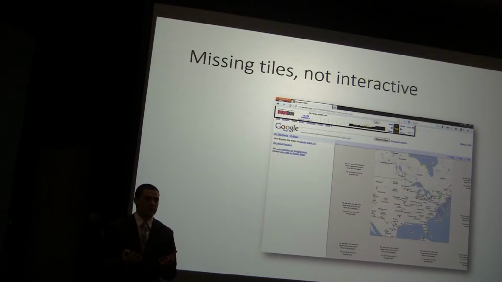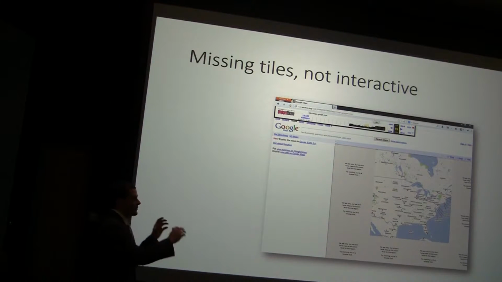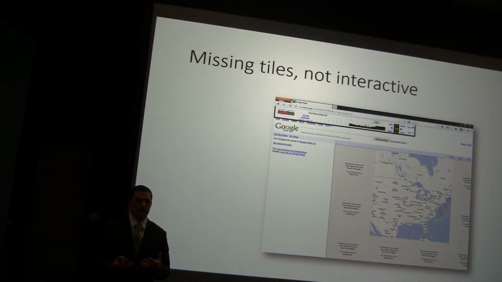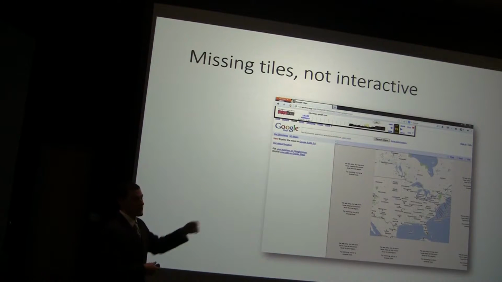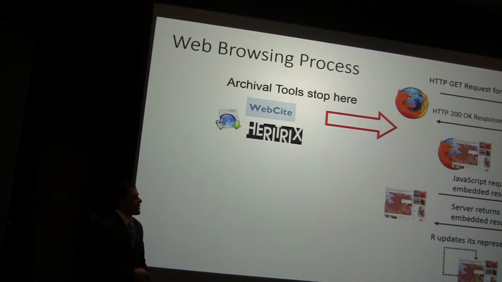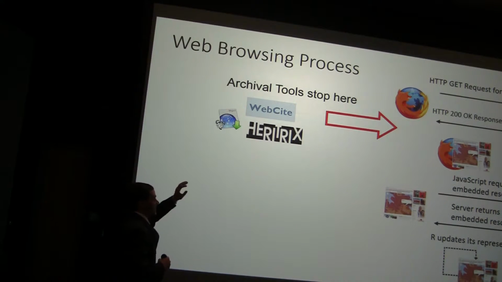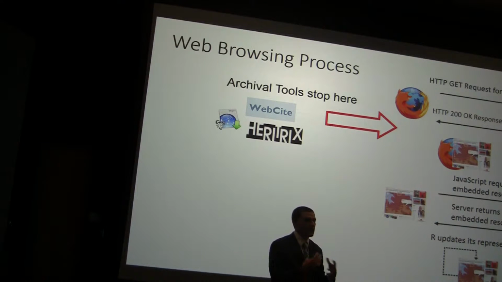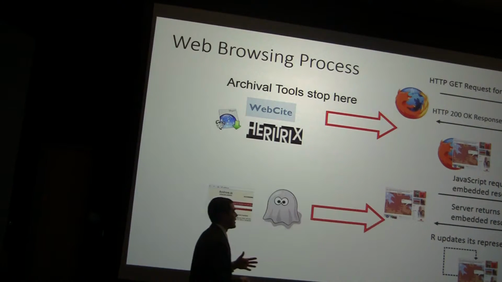The reason that this is all missing is because while the Internet Archive has archived the HTML frame, it hasn't executed the JavaScript and therefore hasn't archived the map tiles that are responsible for being in this page. The reason for all of this, again, is because each of these tools stops at a certain point in our web browsing process. So, Heritrix and the wget tools, all they do is they dereference a URI, get back the content, and then archive that representation.